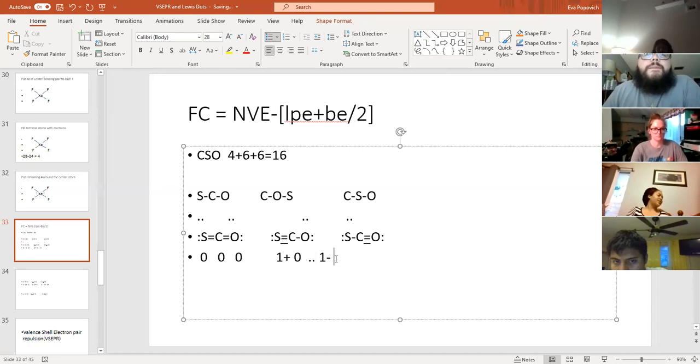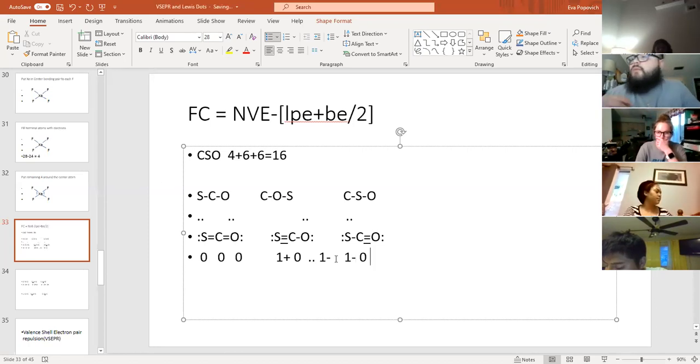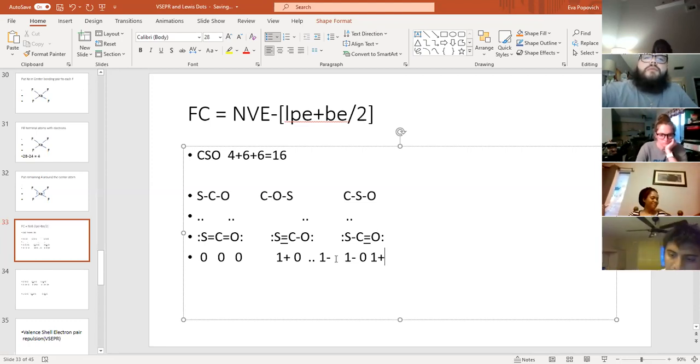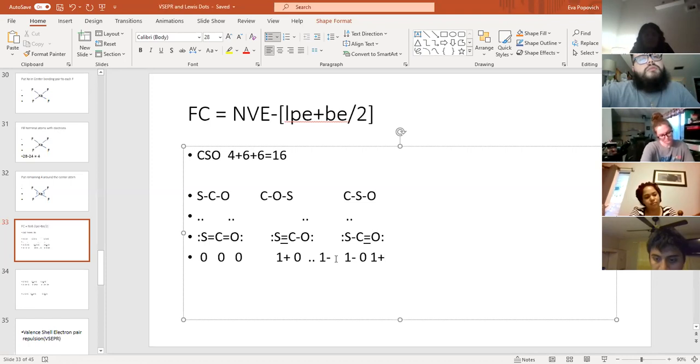All right, what did we get for this third one? -1, 0, +1. I'll buy that. Now, if I was to tell you that the best structure is the one with the least amount of formal charge, 0, 0, 0 is the best option. Which is the best structure? The first one is the best one.